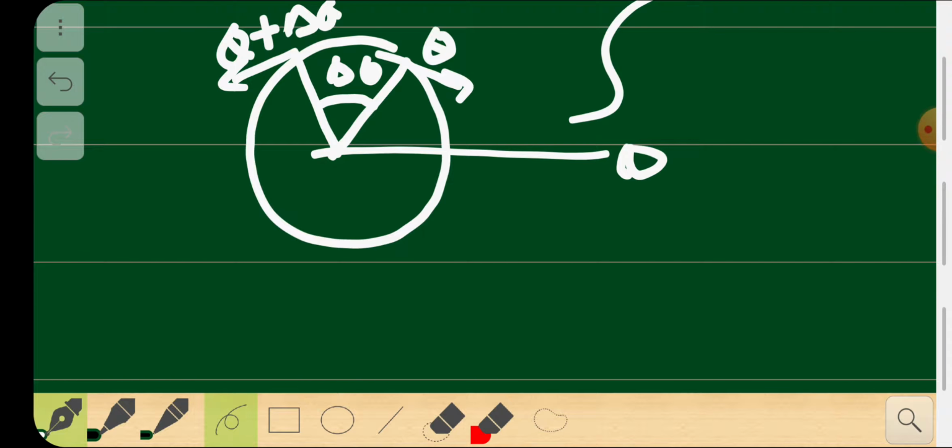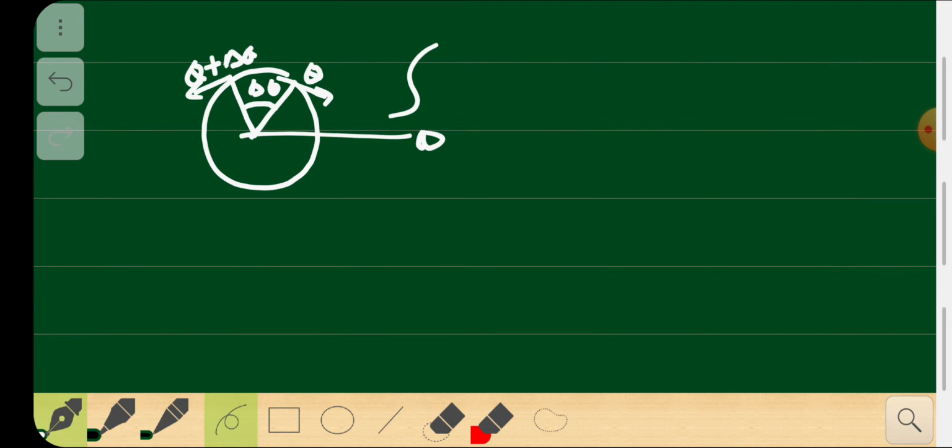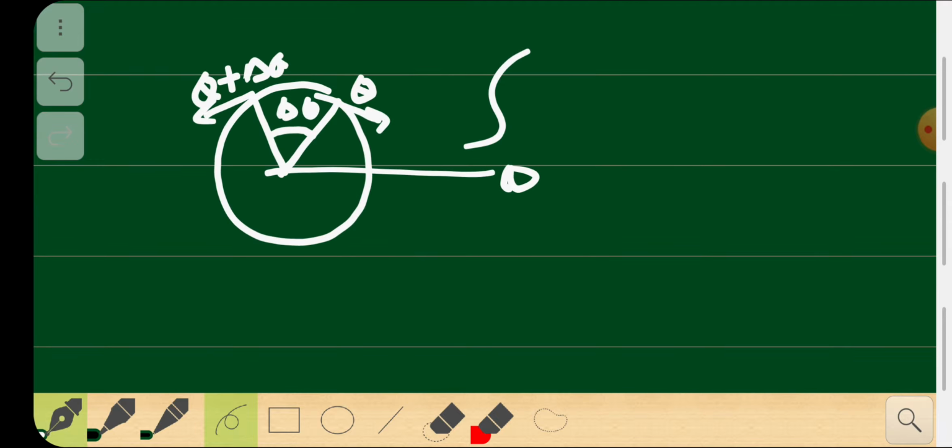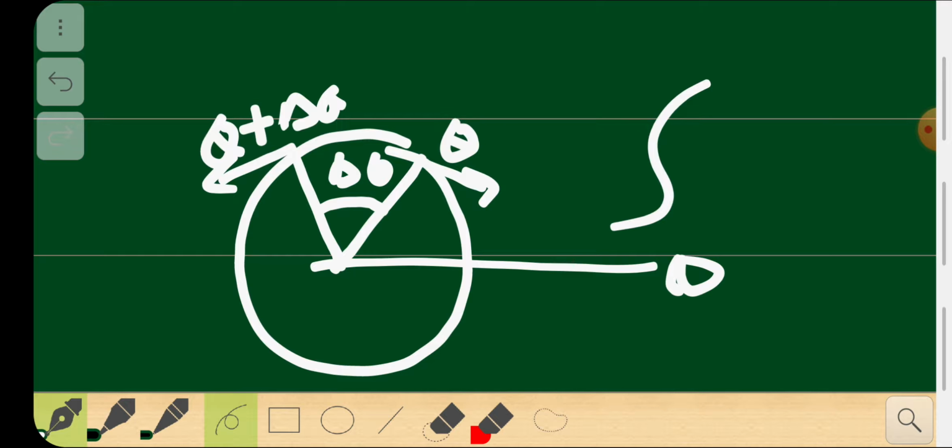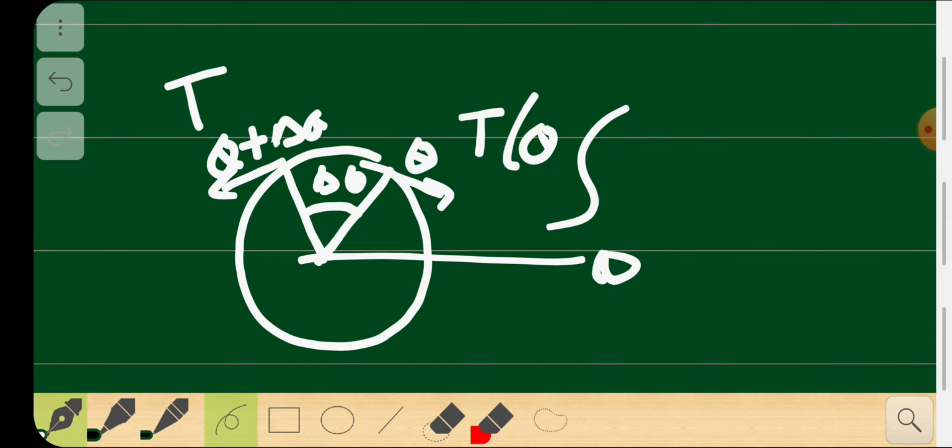You can also think of it like this. If the tension here is T, then here the tension will be something different. Here it is T of theta, and here it will be T of theta plus delta theta. So the tension will change just like that.